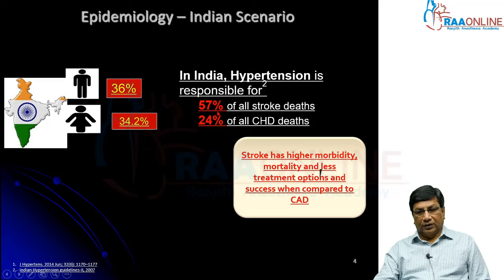That's why, as you know, in treatment of hypertension, our aim is to prevent strokes. For that, a meticulous understanding of hypertension, and of the investigations as well as the management, is very, very important to prevent strokes as well as coronary heart disease in hypertension.